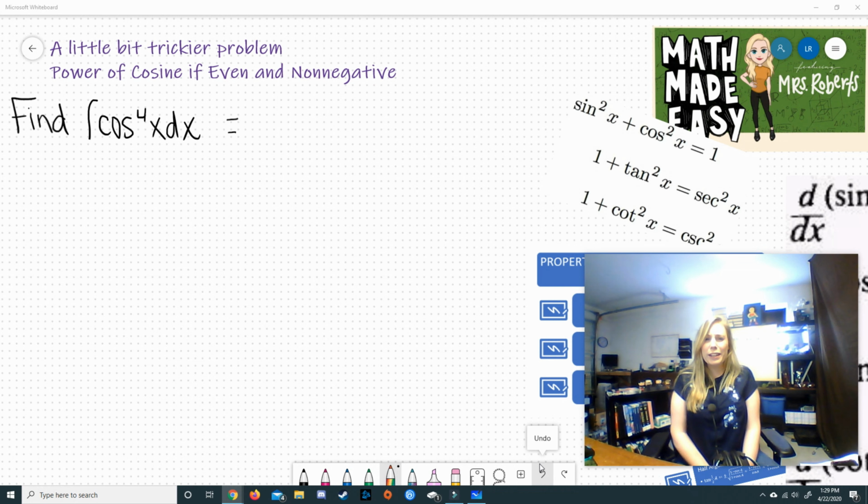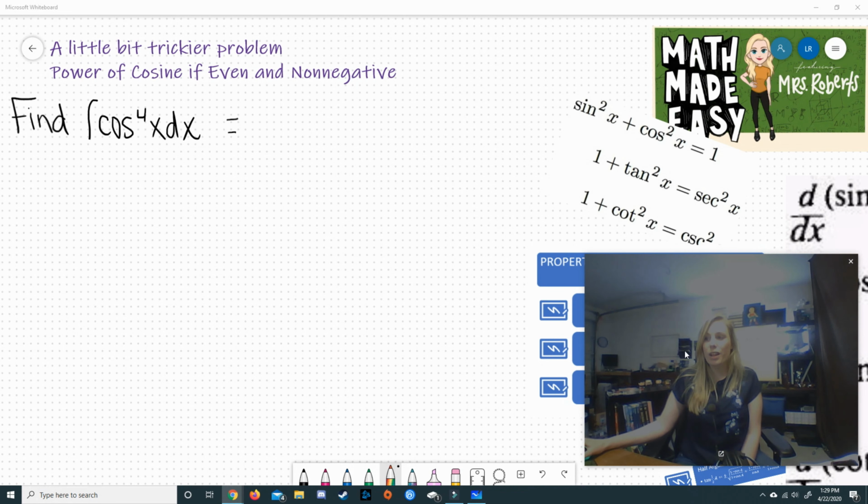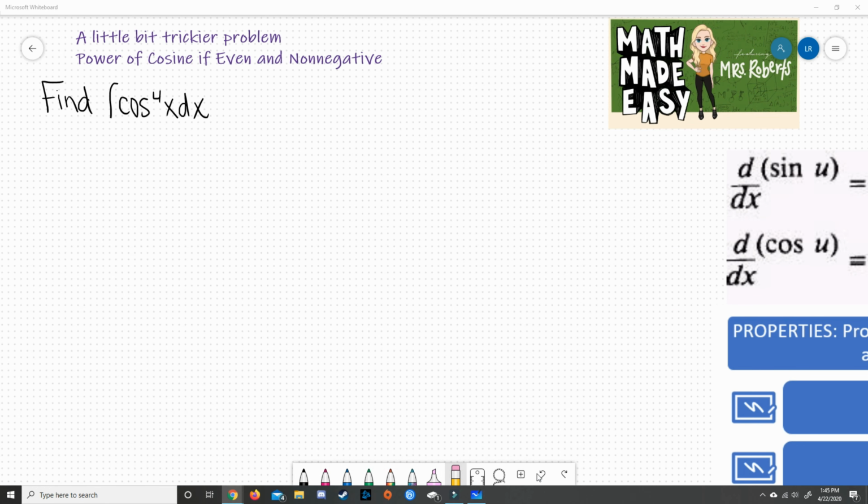Instead, I'm going to have to really think about my trig identities and see, is there something I can substitute in where maybe I can get rid of that power? So let's see what we can do. What we want to do is look at our possible trig properties, and is there a way we can rewrite our cosine to the fourth power in a way where I'm going to have a cosine that doesn't have a power?